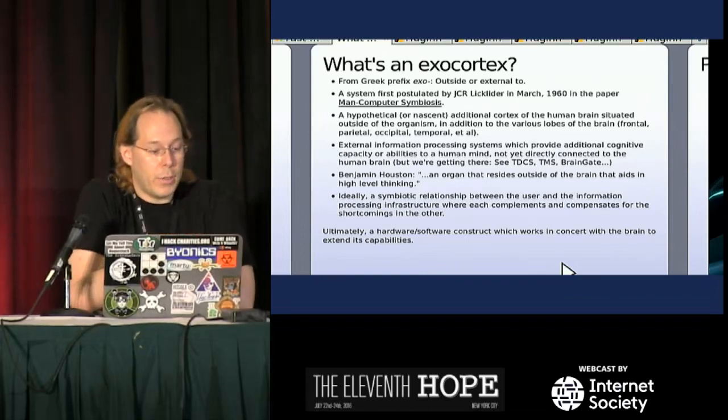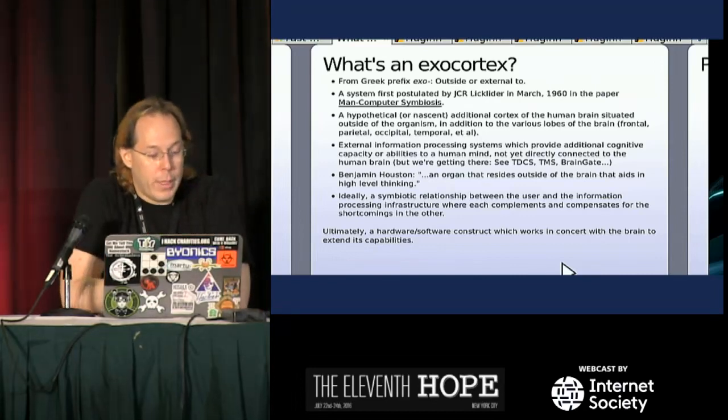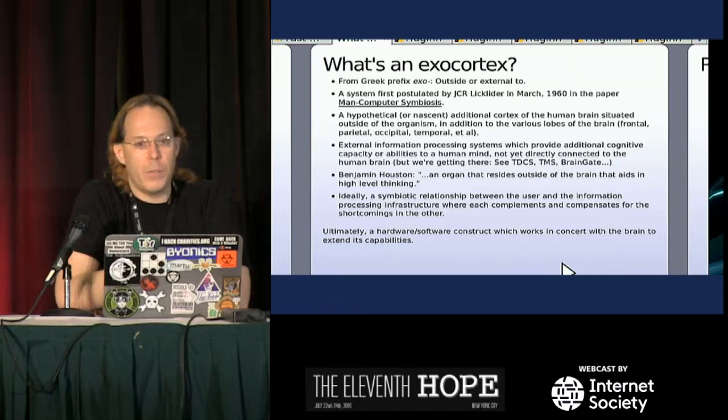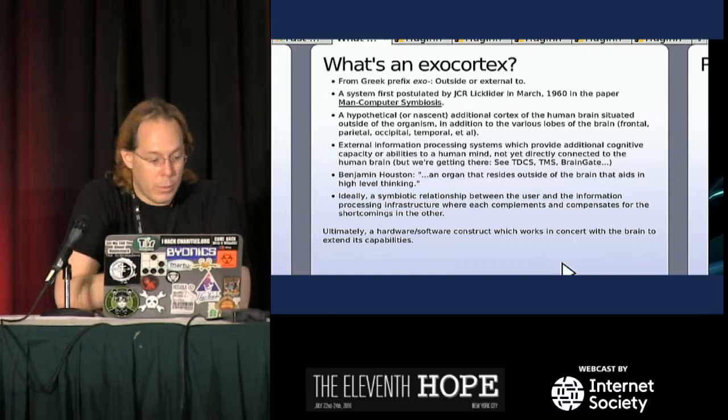He said that an exocortex was either a hypothetical or a nascent additional cortex of the human brain situated outside of the organism, which would function in addition to the various lobes of the brain, like the frontal, the parietal, the occipital, the temporal lobe, et cetera. He also said that an exocortex constituted an external information processing system which could provide additional cognitive capacity or abilities to the human mind, which are not yet directly connected to the human brain, but we're starting to get there. We've got TDCS, TMS, BrainGate, and these direct interface technologies are going to be developing in years to come, but I'm not going to touch on those.